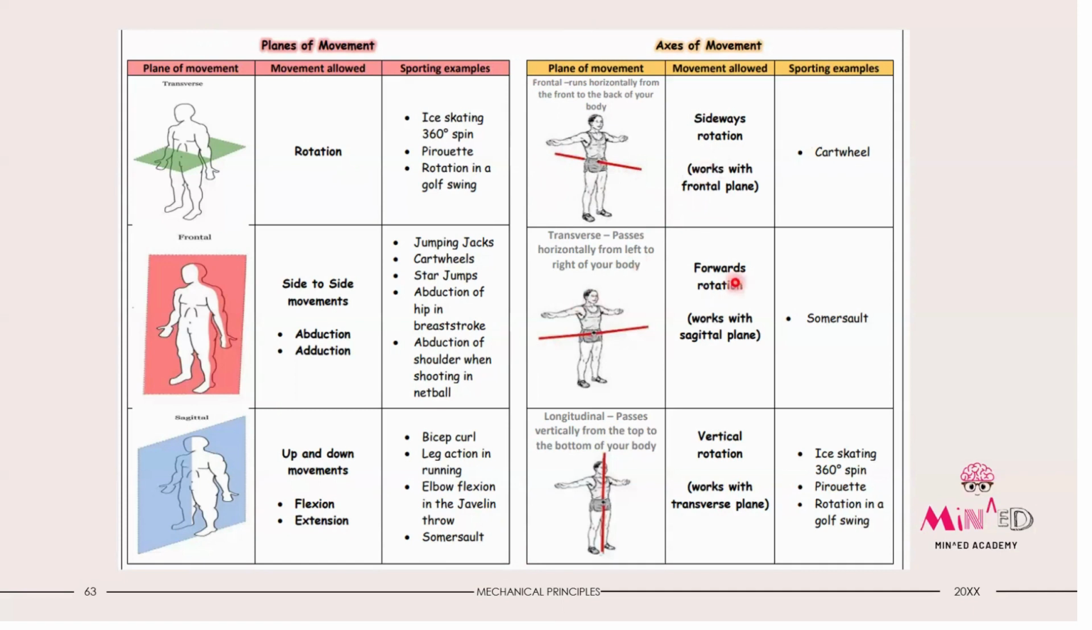Then the transverse axis passes through the body from left to right. So forward rotation occurs, which occurs in the sagittal plane. So always remember: frontal axis, frontal plane; sagittal axis. Then the transverse axis works in the sagittal plane, and the longitudinal axis works in the transverse plane. It passes vertically from the top to the bottom of the body, and here vertical rotation takes place.